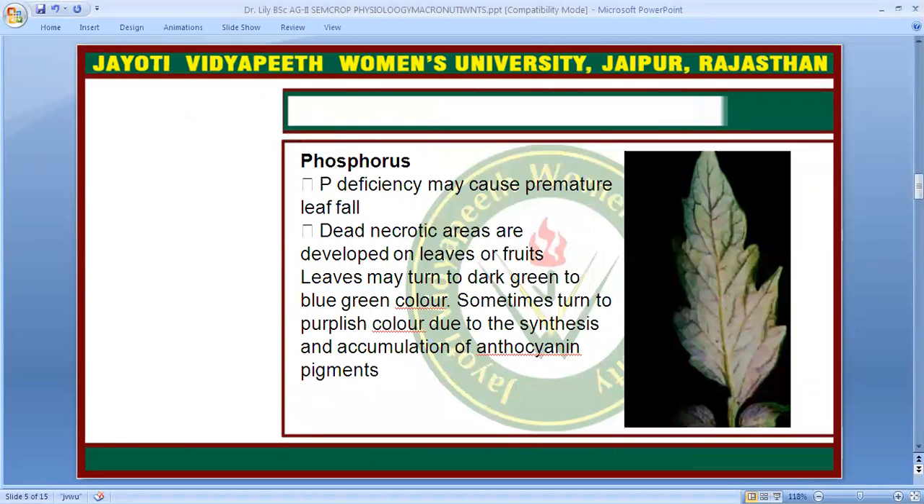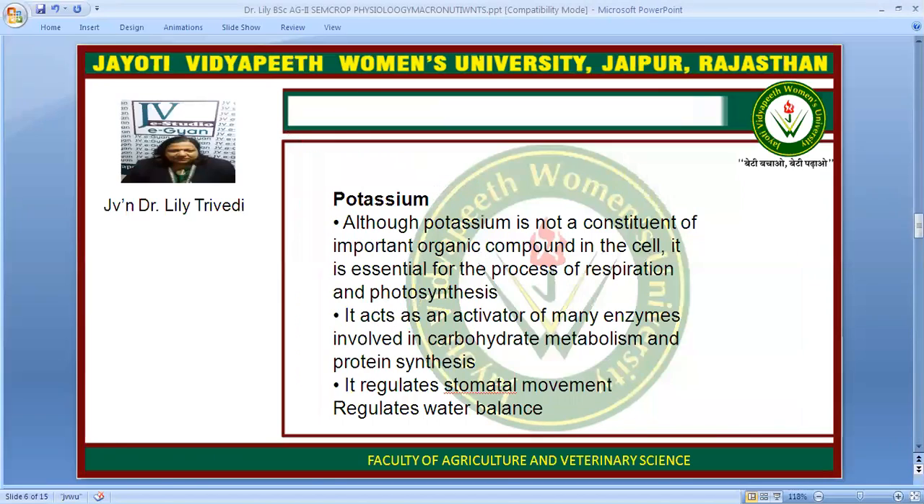Now, the deficiency of phosphorus may cause premature leaf fall. Dark necrotic areas develop on the leaves and fruits, and leaves turn dark green to bluish green in color. Sometimes purplish color is due to synthesis and accumulation of anthocyanin pigment.